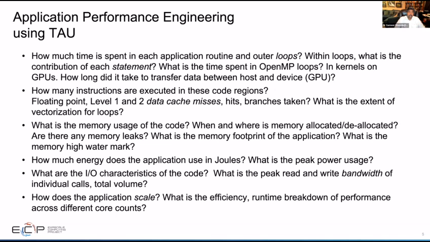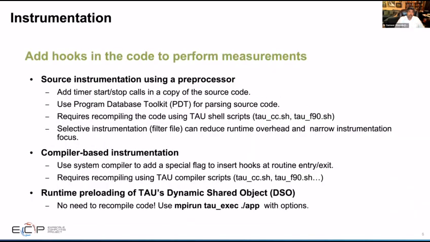You can measure the energy usage, the IO characteristics. You can see which files were accessed, how much data was transferred in read and write operations, what was the peak bandwidth, volume, and how does your application scale? You can measure the efficiency, runtime breakdown, across different core counts. But to do that, you need to add hooks to your code.